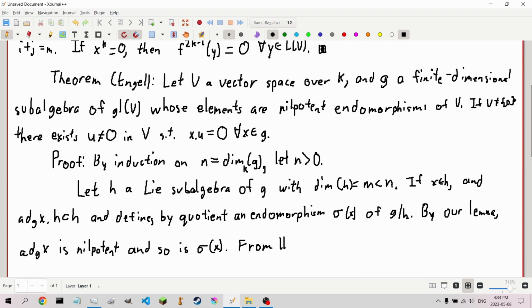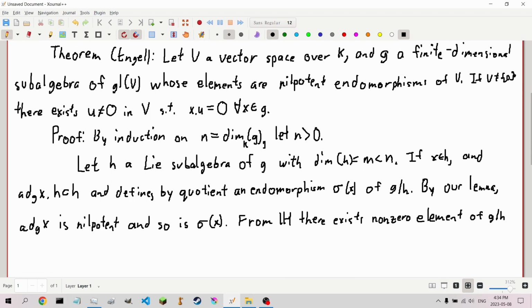From the induction hypothesis, there exists a non-zero element of G over H which is annihilated by our map sigma of X, since we have Engel's theorem by induction, for all X in H.